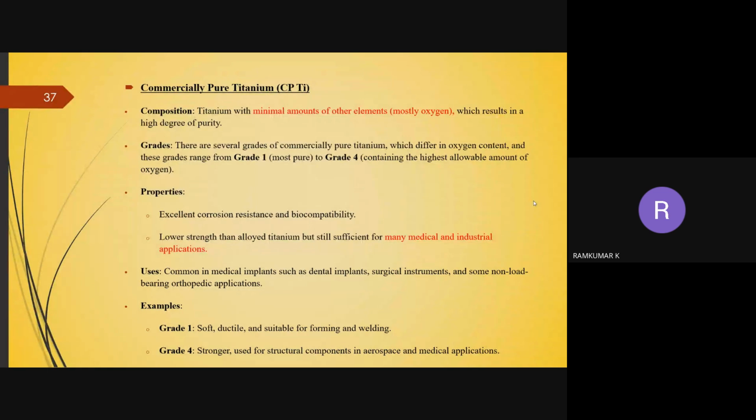The next one is about commercially pure titanium alloys are also available. It has a minimum of other elements, maximum it consists of oxygen. So it has a better corrosion resistance. This is also used in medical and industrial applications. It also has a better strength. So it is also used in dental implants and surgical instruments and some non-load bearing orthopedic applications.